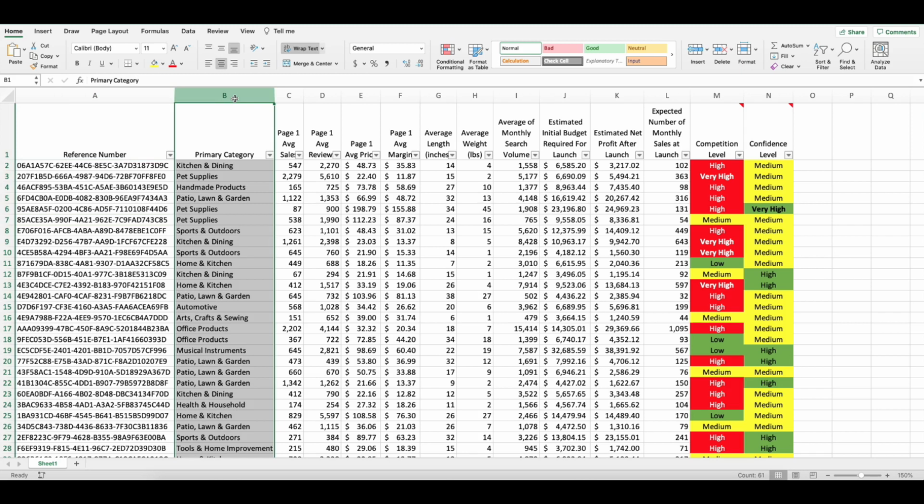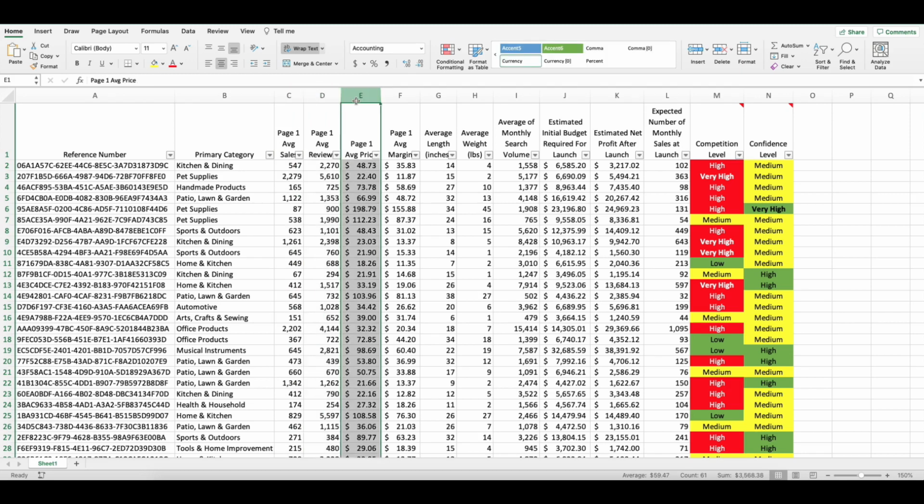Column B is the primary category. There are multiple products and keywords associated with each of these ideas, so this is the primary category that each of these ideas is associated with. Column C is looking at what the page one average sales is for this product idea. Column D is the page one average reviews for this product idea. Column E is page one average price.